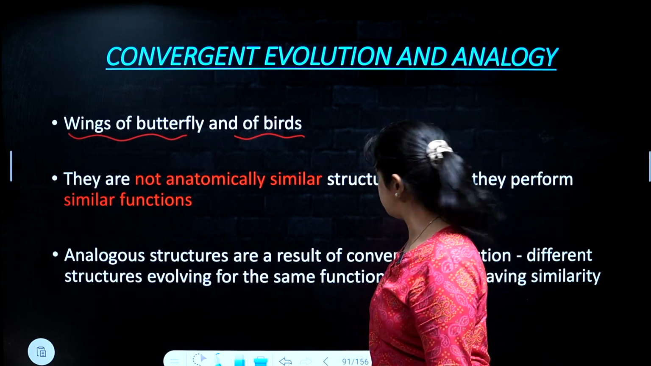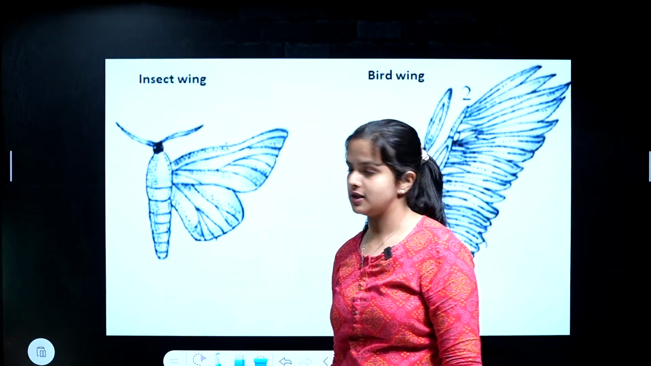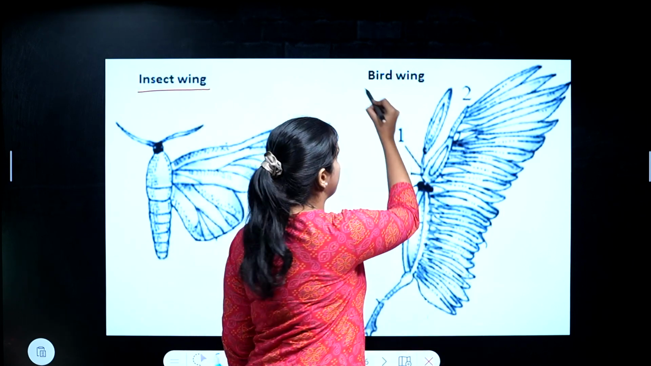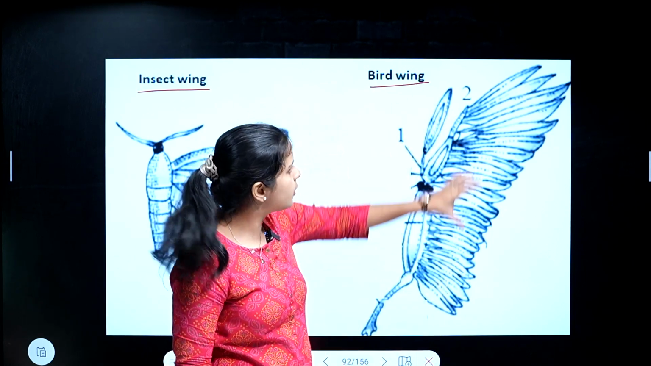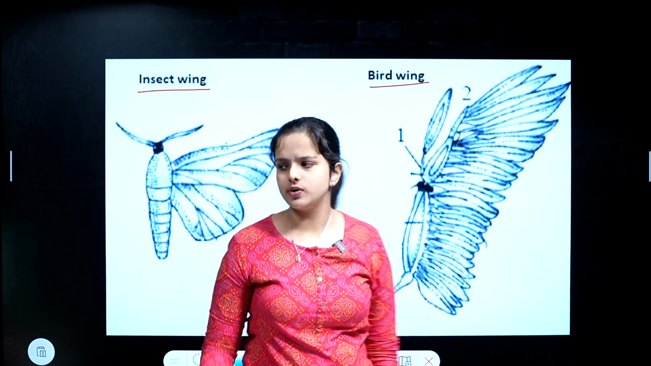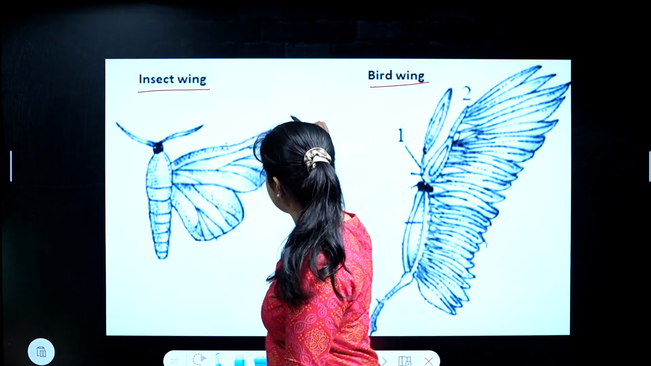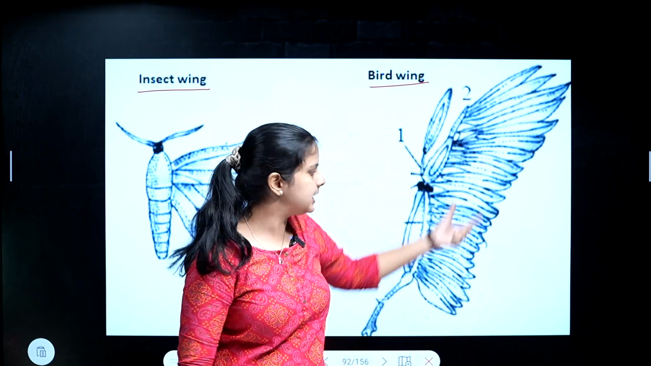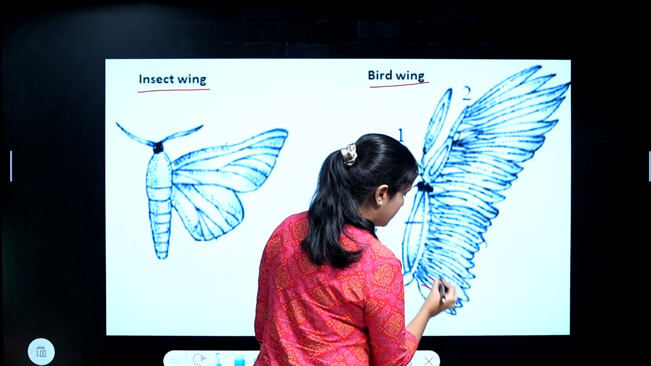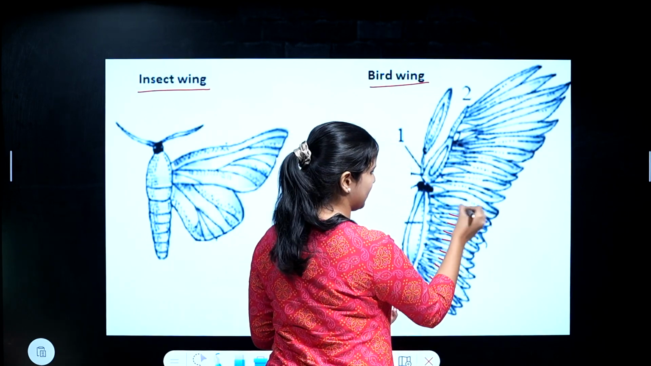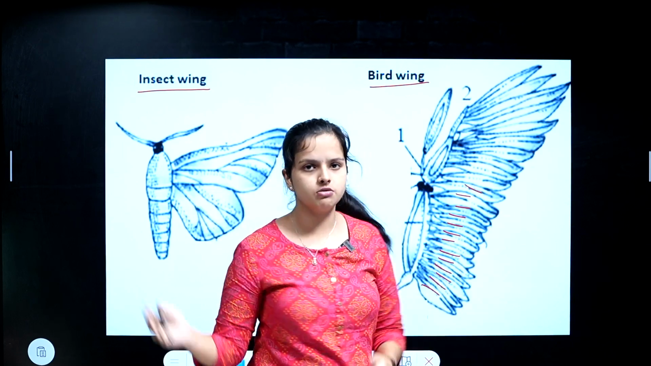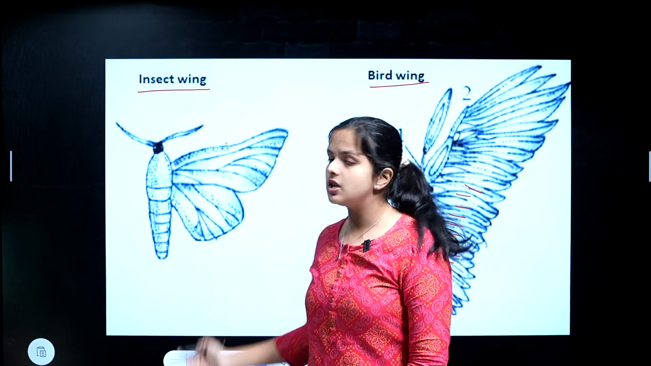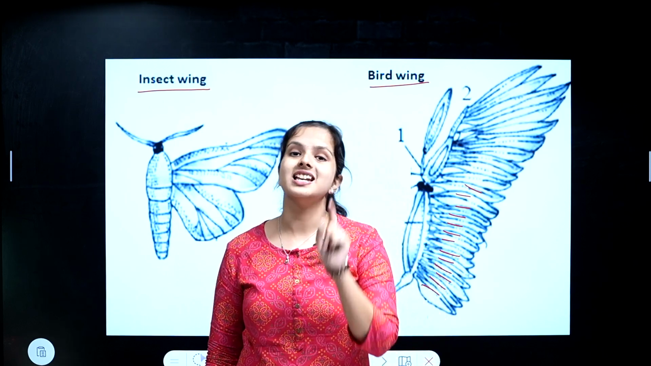But do they have the same structure? Of course not. This is the structure of an insect or a butterfly, and this is the structure of a bird wing. Look at the bird wing. Is it anyhow similar to this? Of course not. This has a completely different structure, a different pattern. This has a lot of single wings, right? But this is not like that. It only has two wings, or it's only separated into two segments. Whatever it is, the structure is completely different, but the function is the same.